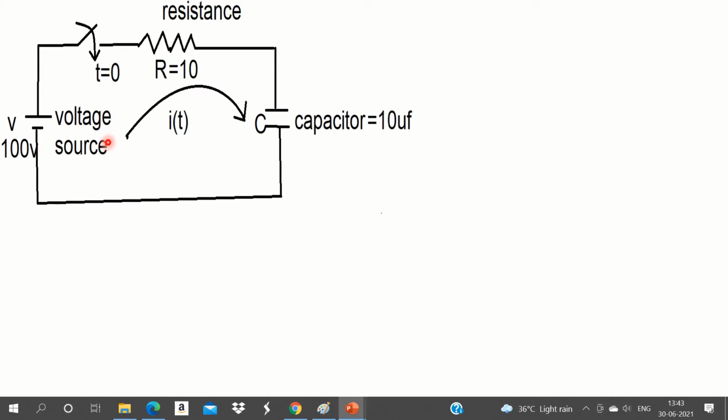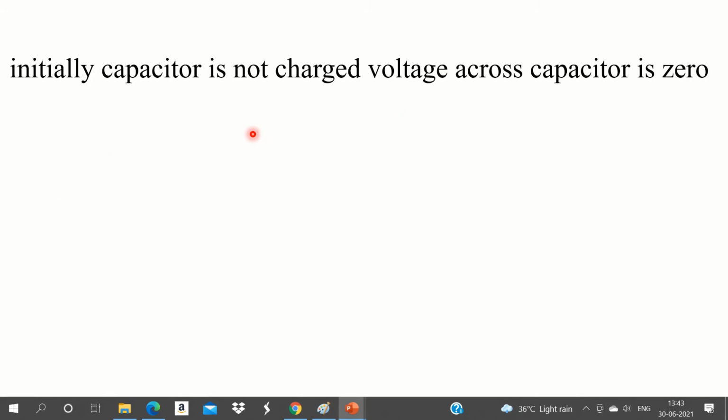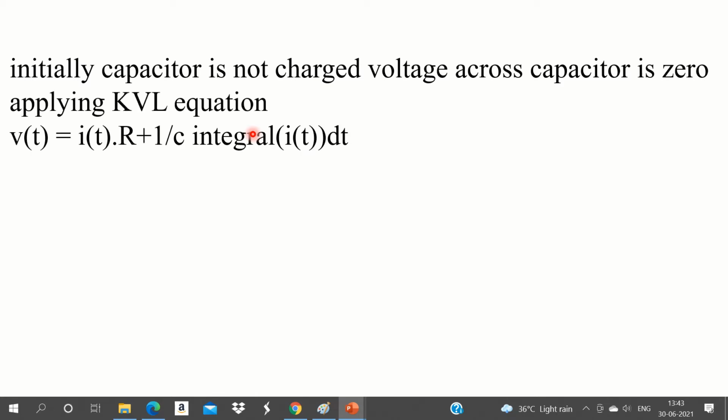So if you write the KVL for this, the applied voltage is equal to the drop across the resistance plus the drop across the capacitance. The drop across the resistance is IR, and the drop across the capacitance is 1 by C integral of I of t dt. Initially the capacitor has no charge, so the voltage across the capacitor is 0. By applying KVL, we get this equation: V of t is equal to I of t into R plus 1 by C integral of I of t dt.